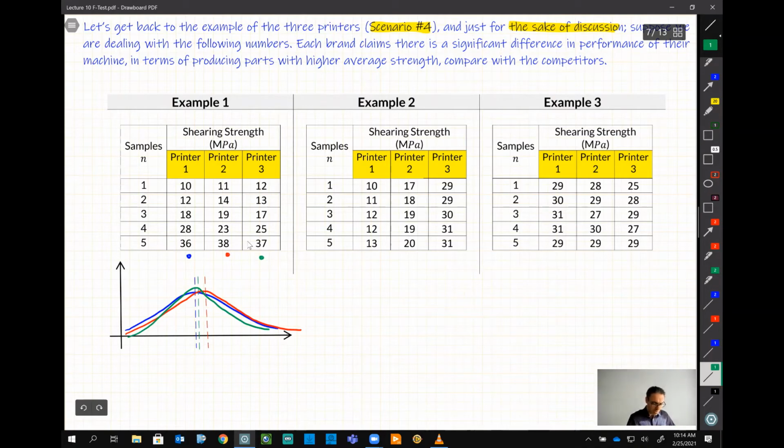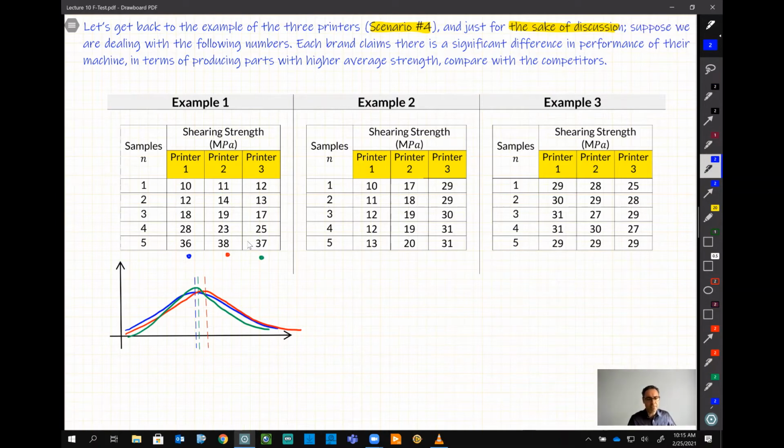All right. So what I can say then about this data, again, visually, without looking at any formula or anything, I noticed that the variance in each group is huge, but between groups, like if you look at printer 1 and 2, the variance is not that, like 10, 11, 12, 14, 18, 19, 28, 23, 36, 38, and similarly between 2 and 3, right?